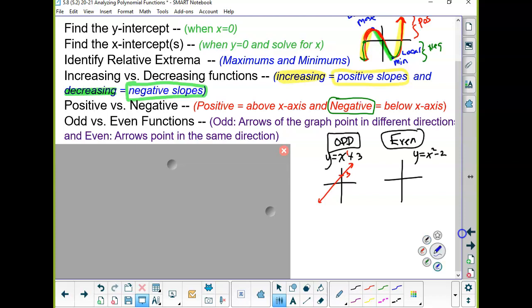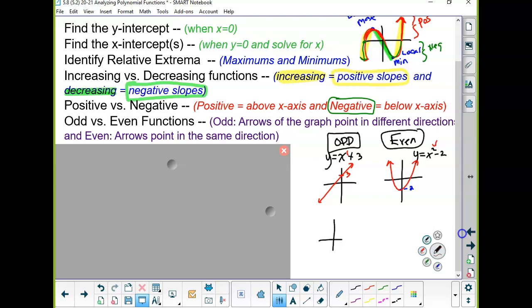Well, we just studied quadratics. We know that it's going to have a y-intercept at -2, and its function is going to go something like this. Can you see why that's even? For 2 reasons. The arrows are pointed in the same direction, and that degree is 2.